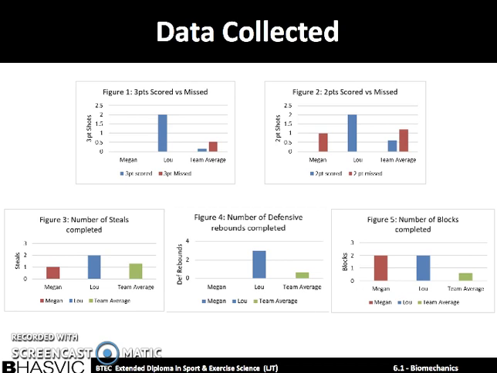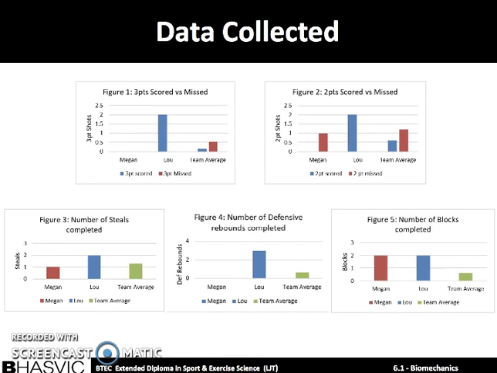Figure 2 shows the number of 2-pointers scored and missed, and compares the performers to the team averages. Performer 1 is above average, scoring 2 and missing 0, compared to the average of 0.6 scored and 1.2 missed. Performer 2 is below average, scoring 2 and missing 1.